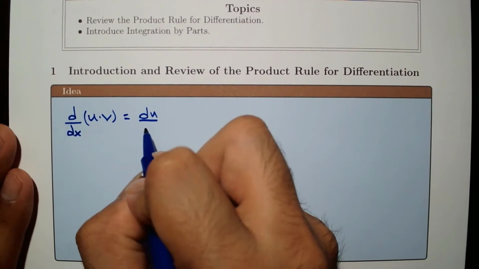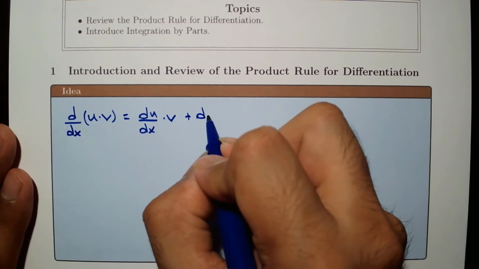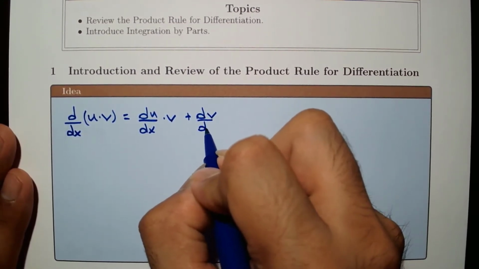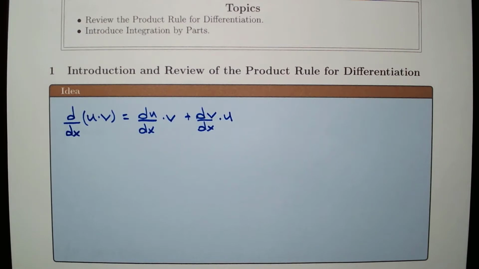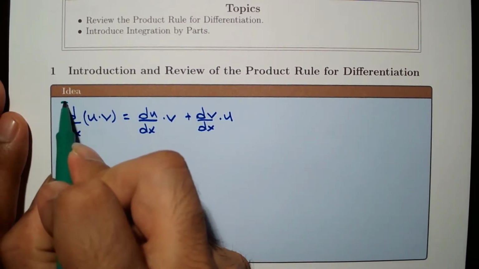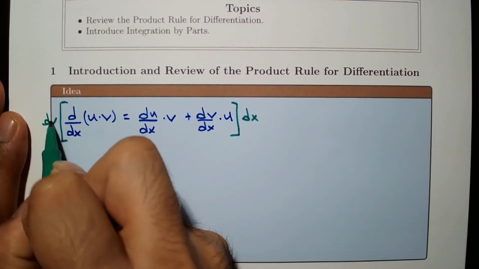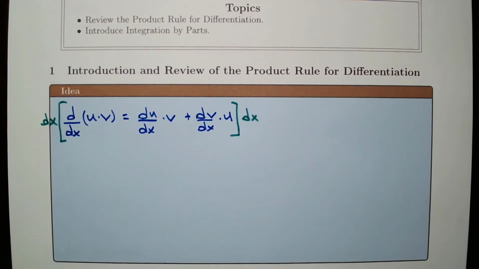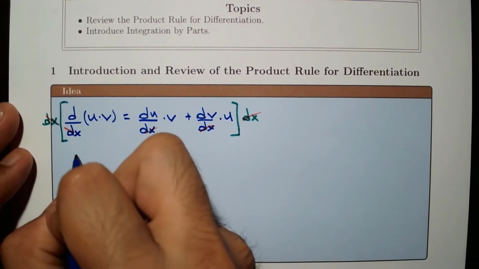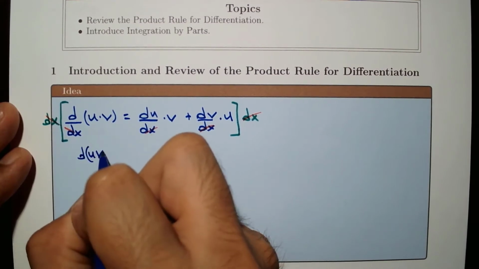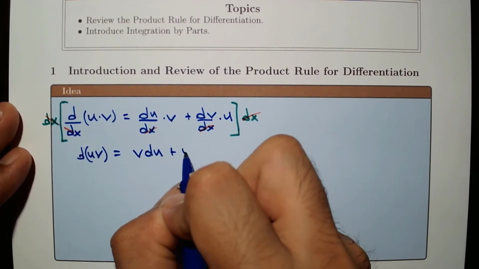the first one and multiply by the second one plus the derivative of the second one with respect to x as well times the first one. I'm going to treat this rule as an equation. I'm going to multiply both sides by dx, and I'm going to cancel the x's everywhere. So we are going to end up with d(uv) equals v du plus u dv.